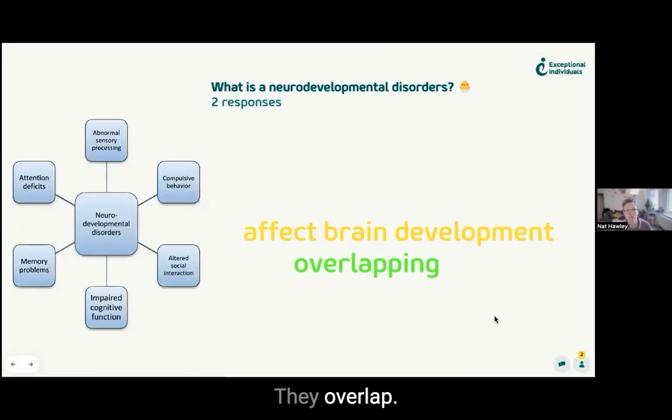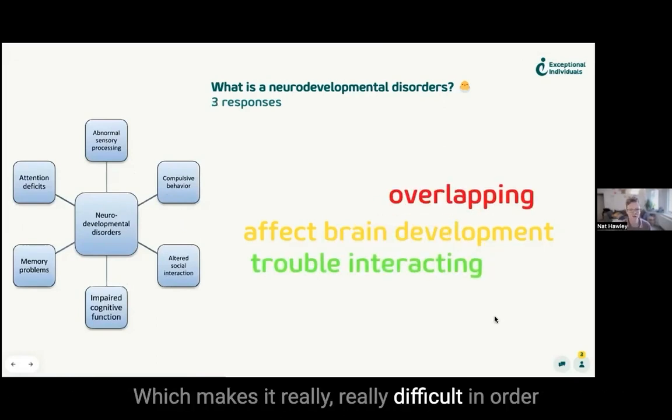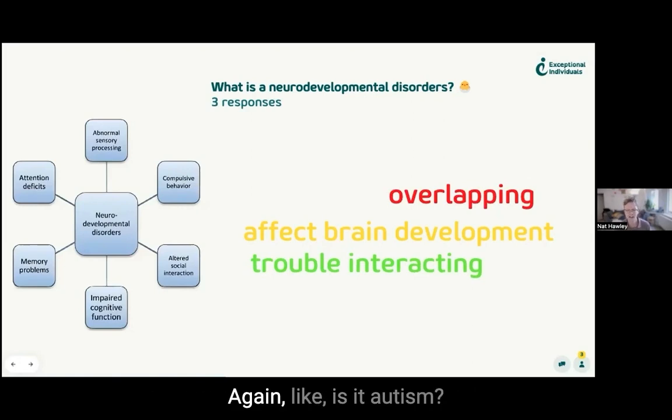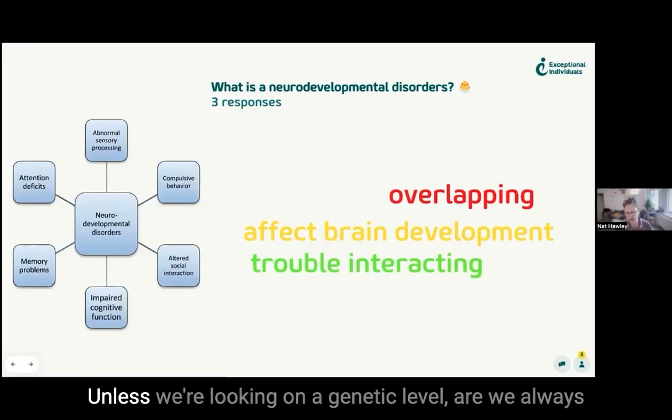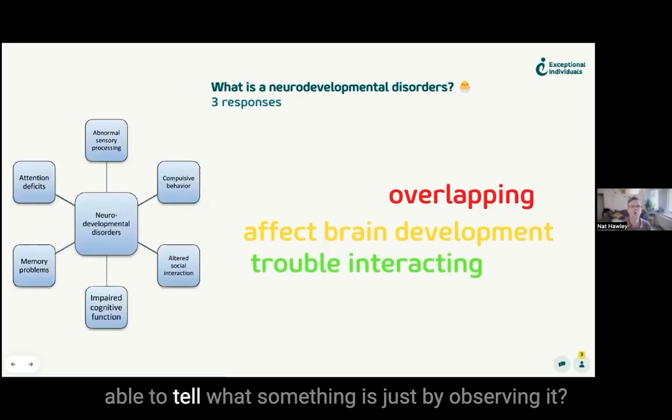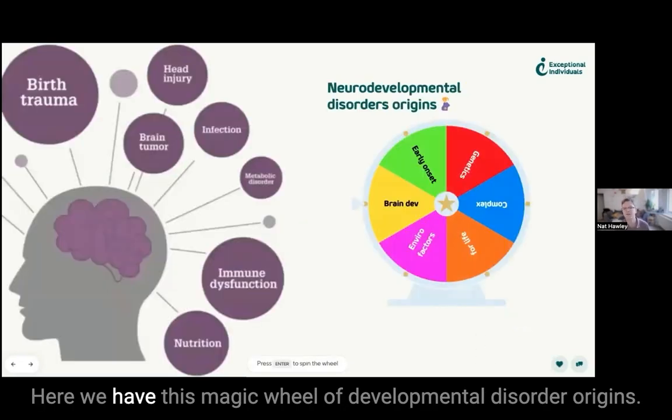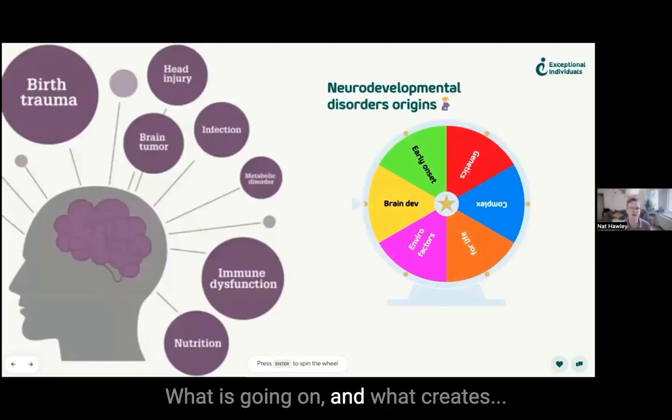They overlap, which makes it really, really difficult to know what is one and what is the other. Again, is it autism? Is it ADHD? Is it Rett? Or is it Fragile X? Unless we're looking on a genetic level, are we always able to tell what something is just by observing it? Here we have this magic wheel of developmental disorder origins. What is going on and what creates this way of thinking?